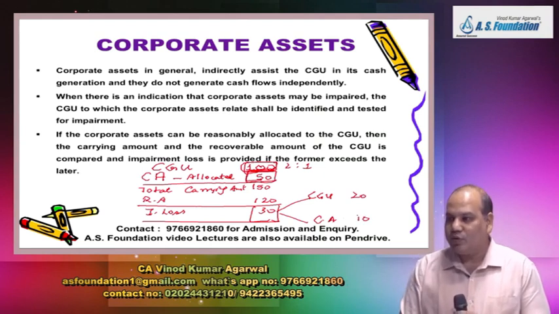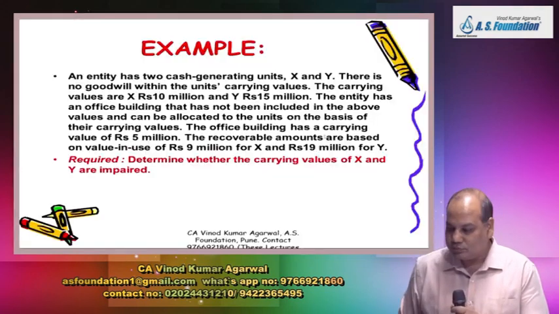It is different from goodwill treatment. In case of goodwill, first we will allocate it to goodwill, right, and then to the CGU. But here we will allocate it proportionately. Now to understand this, we'll just solve one more question.